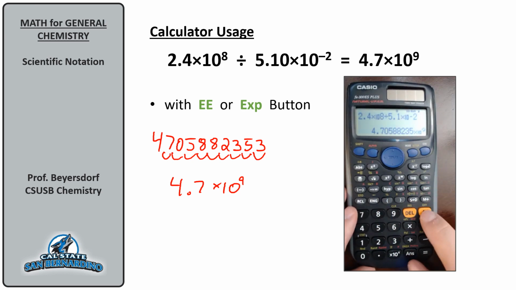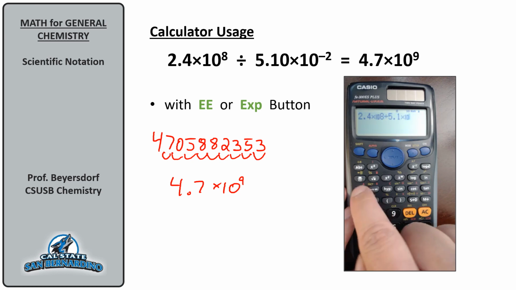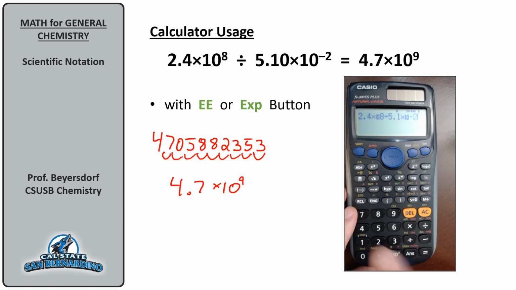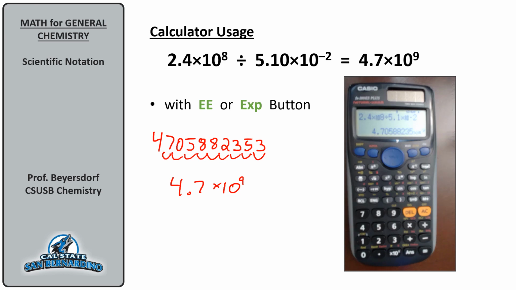Let's do that one more time. 2.4 times 10 to the 8th divided by 5.1 times 10 to the negative 2 equals. So that is two different calculators doing it. The one thing that's common between these two is they have either an EE button, or in this case, the times 10 to the X.